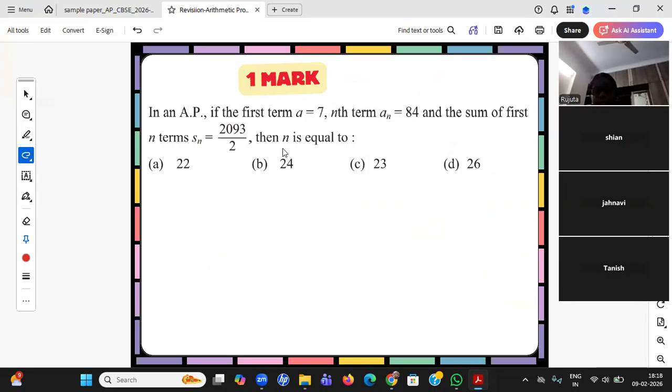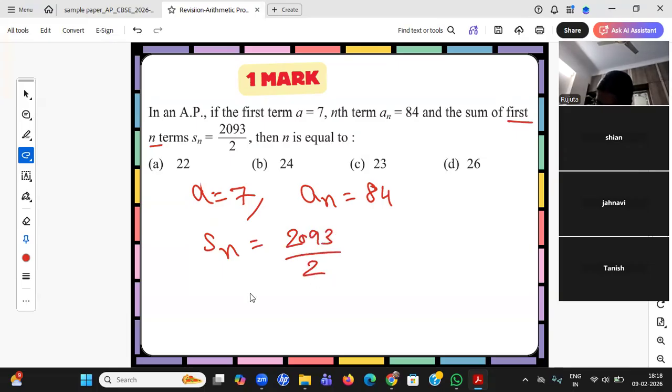In an AP, the first term is 7 and nth term is 84. Sum of first n terms, S of n equal to 2093 by 2. He is asking what is n.